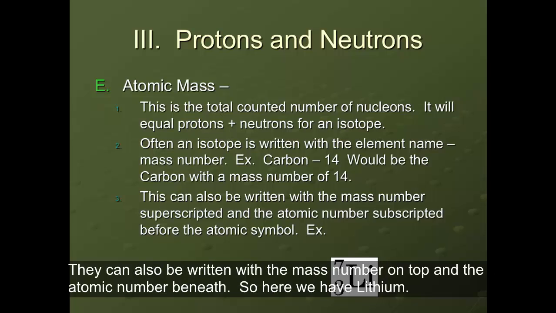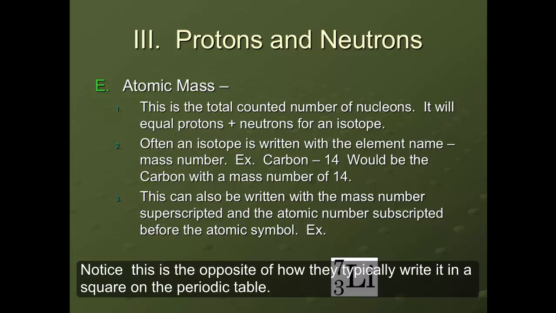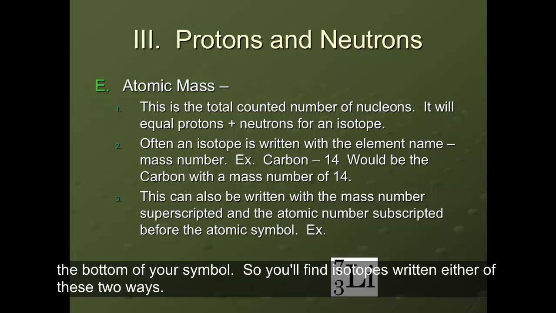It can also be written with the mass number on top and the atomic number beneath. So here we have lithium. This is lithium 7, so they've got 7 over 3 Li. Notice this is the opposite of how they typically write it in a square on the periodic table. Instead of having the atomic number at the top like it is on the periodic table, here it is written on the bottom of your symbol. So you'll find isotopes written either of these two ways.